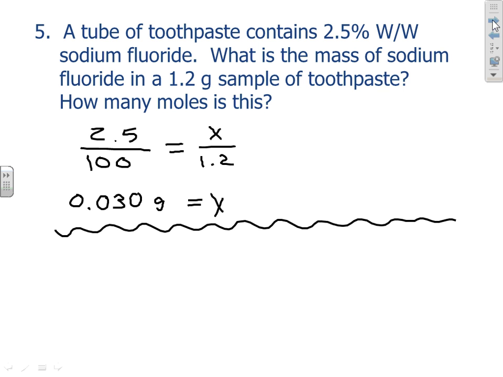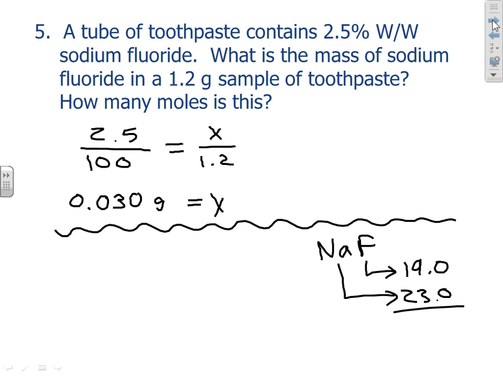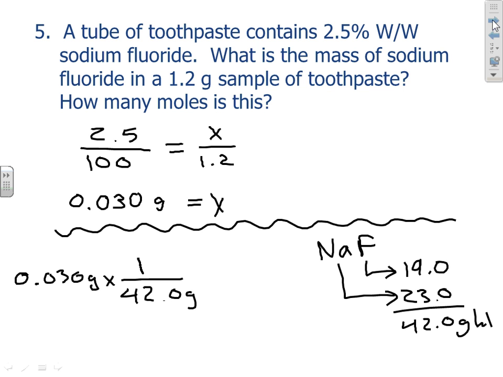So I'm going to need a molar mass of sodium fluoride, NaF. Fluorine I don't use often. 19.0. Sodium is 23. That should be easy math. 42.0 grams per mole. And we set it up as we always do. 0.030 grams sodium fluoride. I've got to get rid of the grams. 42.0 grams per 1 mole.